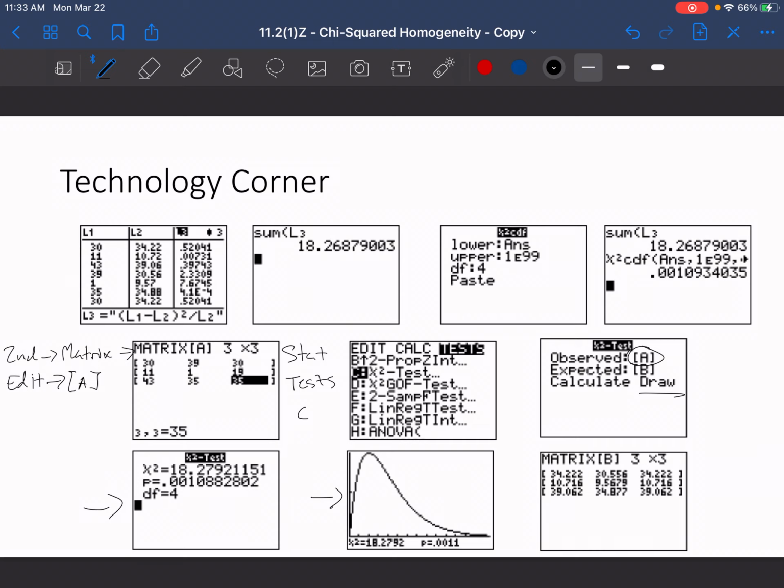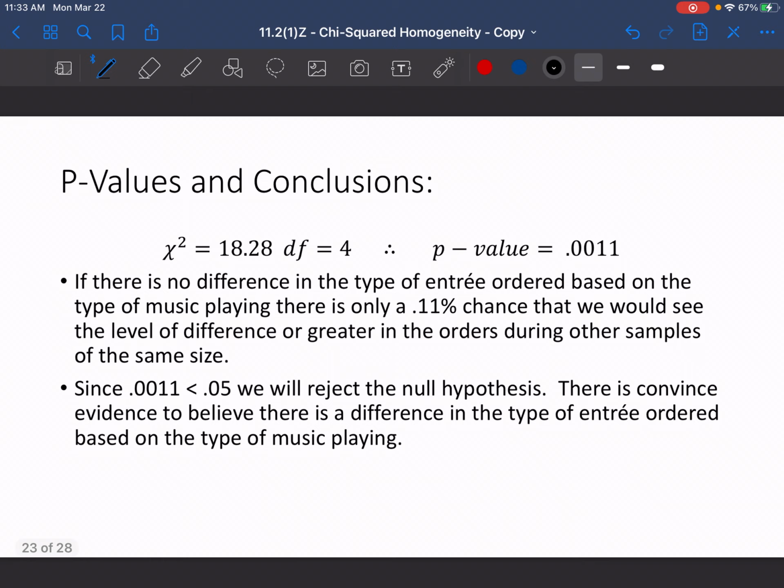And if you wanted to know the expected values for each one of the values that you entered in for the matrix, all you would need to do, once you've run your chi-squared test, is go back to second matrix and edit. But instead of selecting A, you would select B, and it's going to give you all of the expected values. Once you've run your chi-squared test, matrix B is automatically filled in with all of the expected values based off of the observed values that you entered in for matrix A. So it's actually a neat way to figure all of that out and make your life a heck of a lot easier.